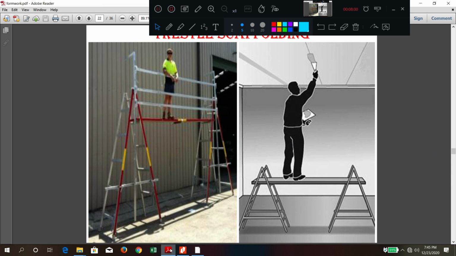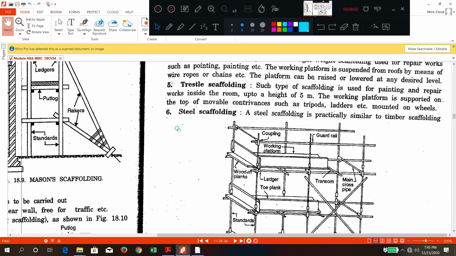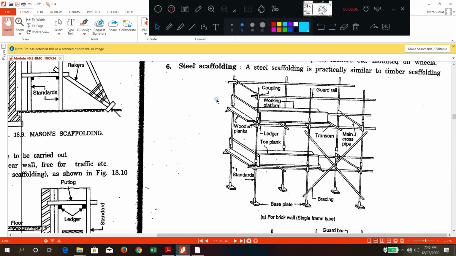Next, the last one, is steel scaffolding. Steel means all the members are made up of steel only. Here you can see the members are made up of MS steel pipes. Naming of the members is the same: vertical members are called standards and horizontal members are called ledgers. You have guardrails which protect the workmen from falling, and wooden planks as the working platform, but the joining is done using couplers.